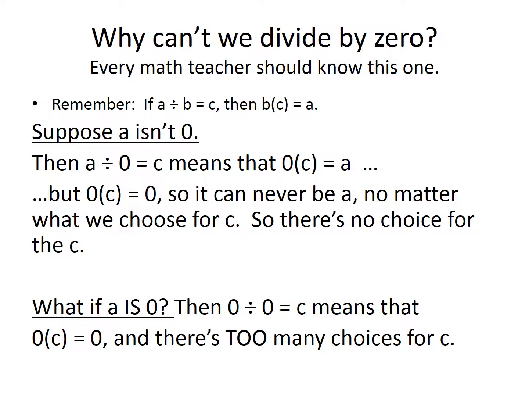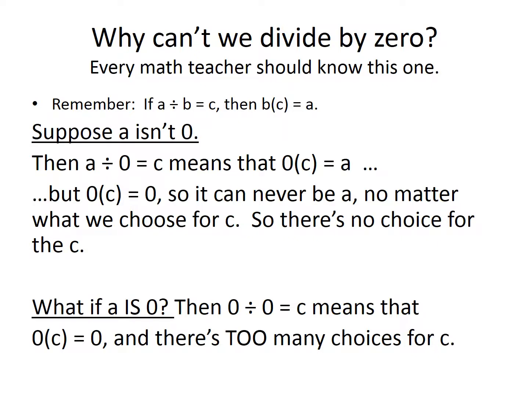Now remember, A isn't 0. But 0 times C is A. 0 times C is always 0. How's that going to work, right? A is not 0. 0 times C is 0, and they're supposed to be the same. This will never work. So that's why A divided by 0 makes no sense if A isn't 0 itself.